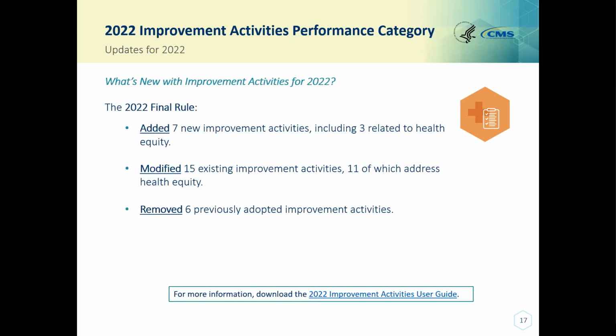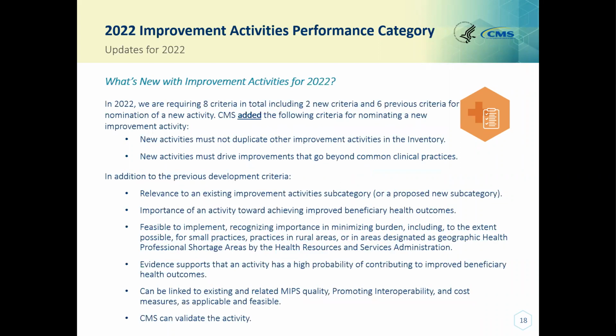So for 2022 in our final rule, we did make a few changes to the IA inventory. We added 7 new improvement activities, which included 3 related to health equity. We modified 15, and then we removed 6. Like I said in the previous slide, you can refer to our QPP website under Explore Measures and Activities, and you can search for an activity or review the Excel file that contains our 2022 inventory with all these changes that I've just noted. Next slide, please.